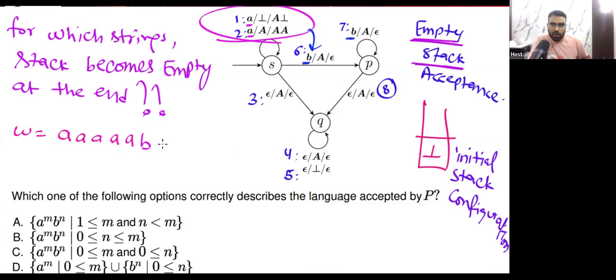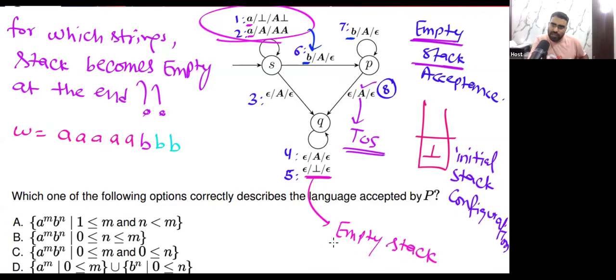And remember, number of b must be less than number of a, because you can easily see that if you want to go to state q, then your top of the stack must be a. So there must be at least one a more than number of b's. I can say number of a must be more than number of b's, if you want to go to state q, because in the state q we will empty the stack. This stack has initially this symbol, so if you want to empty the stack, then you have to take transition 5. So you have to go to state q.